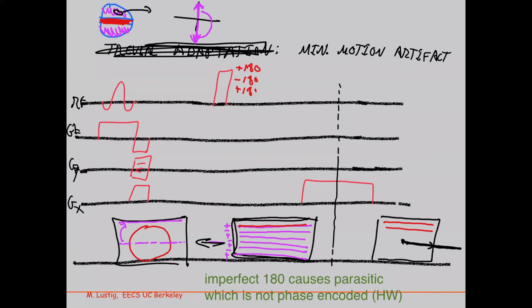Well, what if it wasn't a 180? What if it was a 175? So that spin traversed up to here, and now it has an MXY component. And so all of these have MXY, quite a bit of them. And so all these would produce a signal that would then end up being an artifact.